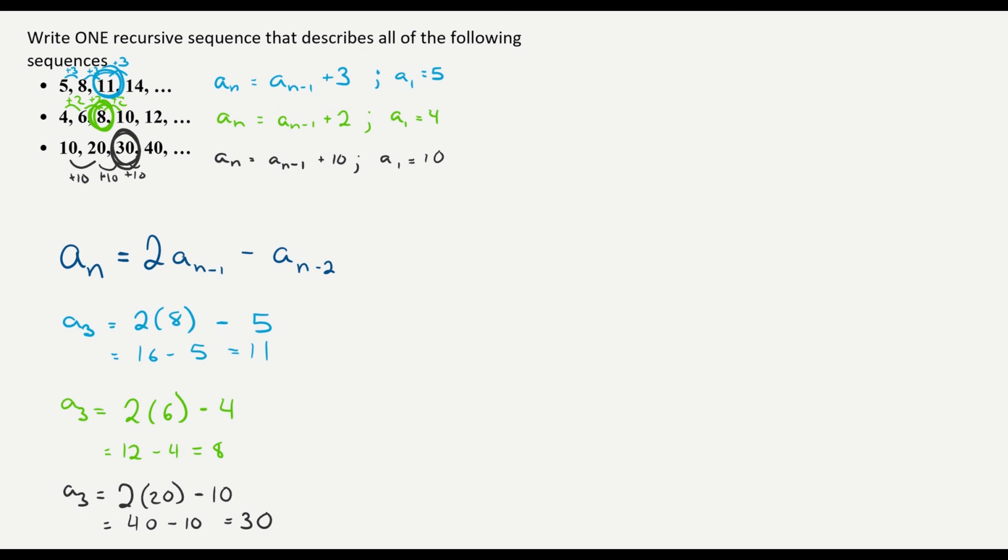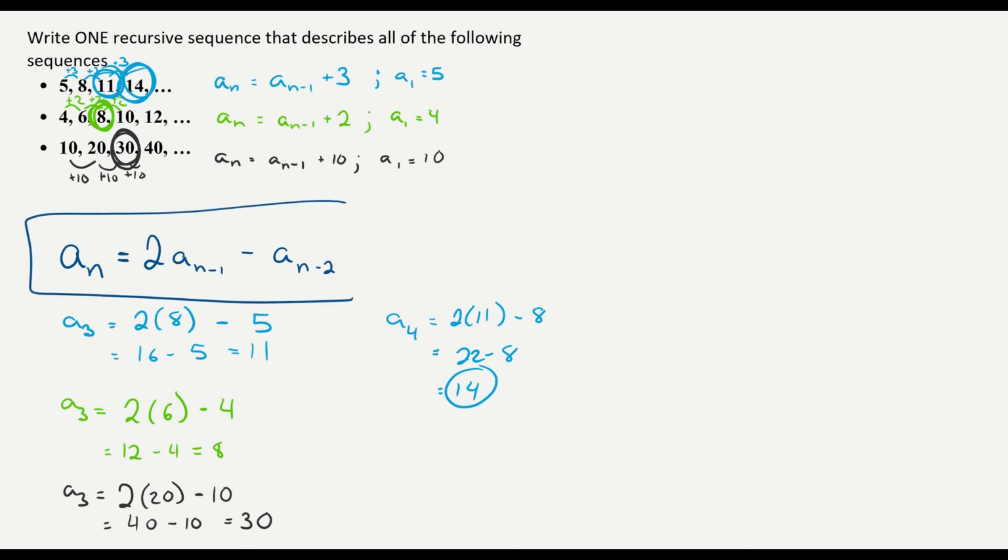And that would work if I try and go back and find a sub 4 of the first sequence. That would be 2 times 11 minus 8. So that's 22 minus 8, which is 14. Checks out. That's our fourth term. Okay, and that's going to work for all. I think that's pretty cool how I can write this one recursive sequence that describes all 3 of those.